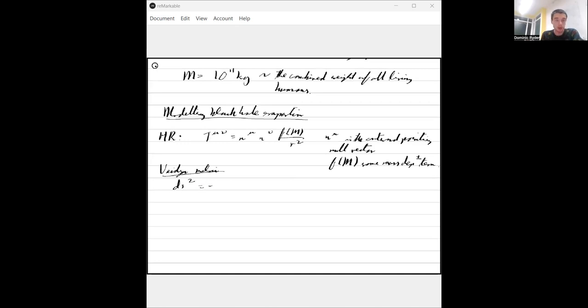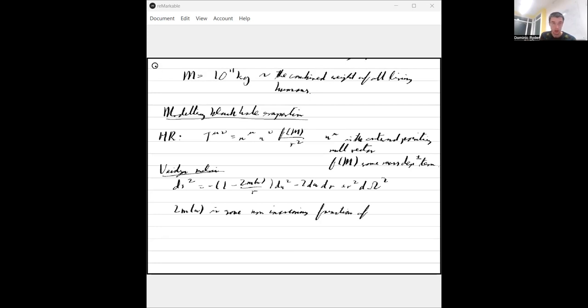ds squared is (1 minus 2μ over r) du squared minus 2 du dr plus r squared dΩ squared, where μ is some non-increasing function of retarded time u, u equals t minus r.